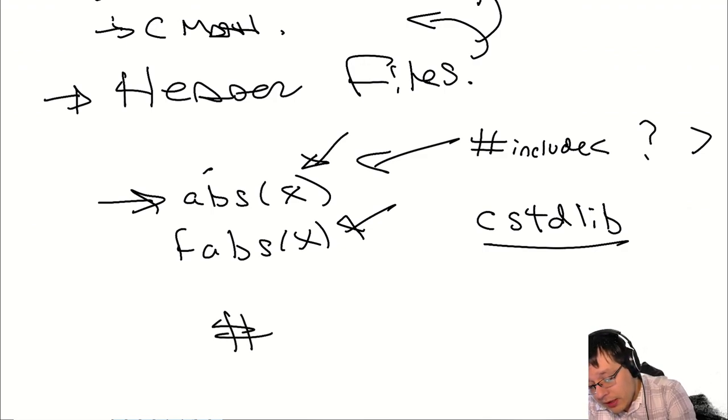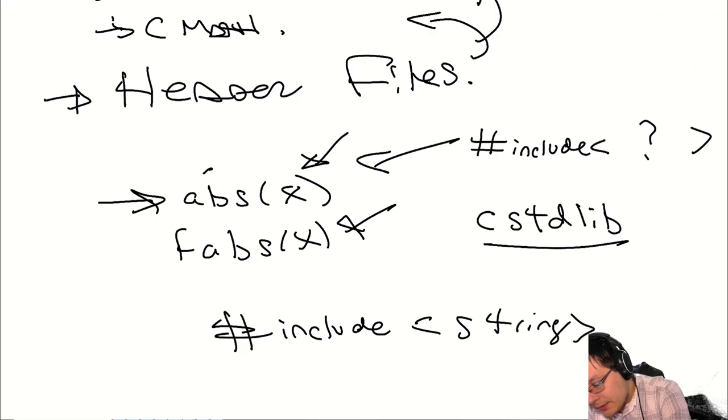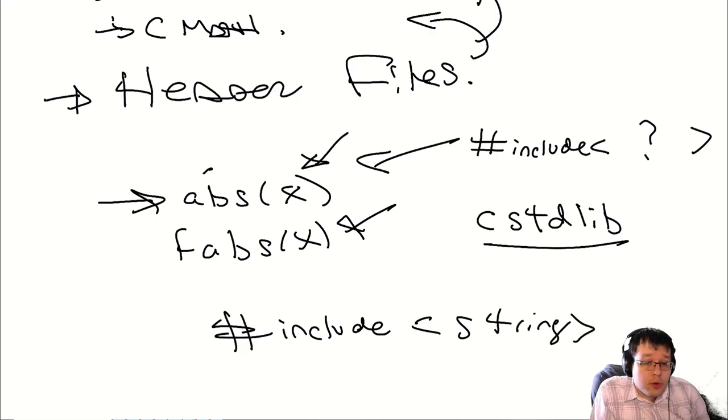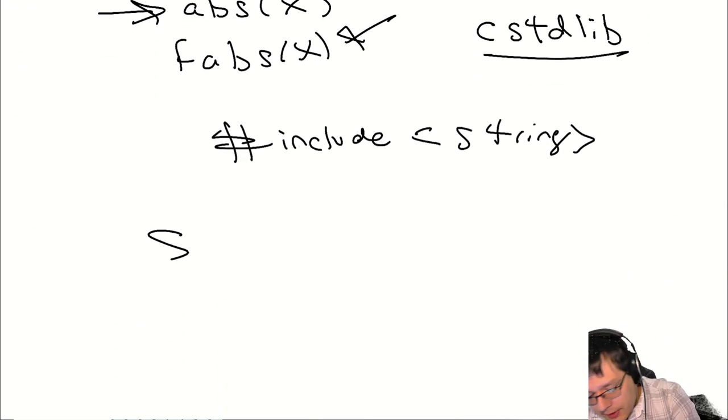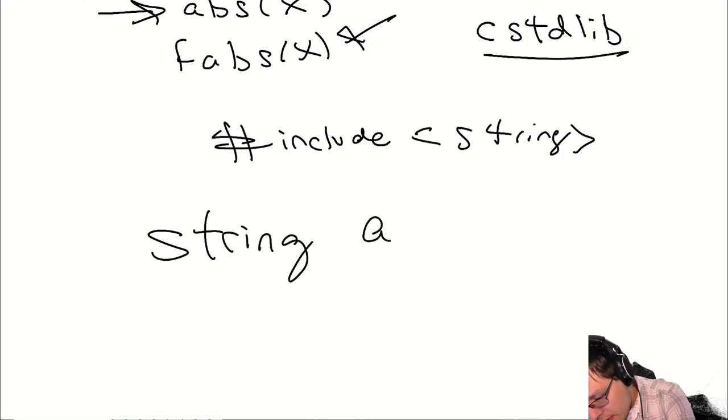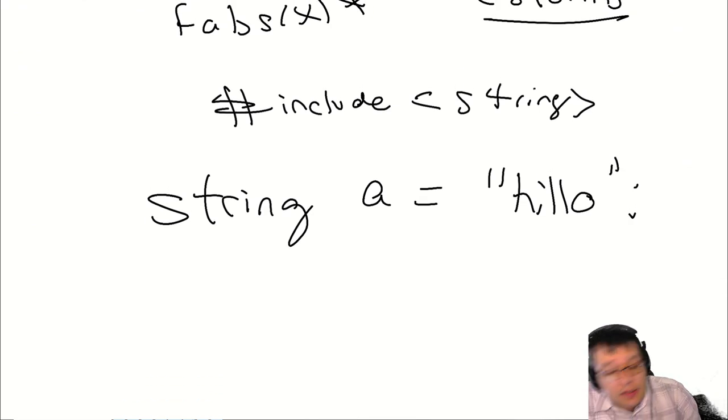We talked about the string library, right? That one you include by putting the word string here. There are very useful functions in the string library, and there's a lot more. There's tons of useful ones, but there's one that I just want to show you really fast. When you declare a string, string a equals hello, you can check the size or the length of characters in the string by using the size function.